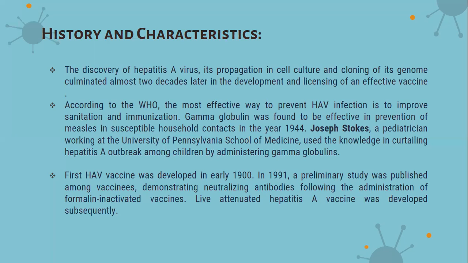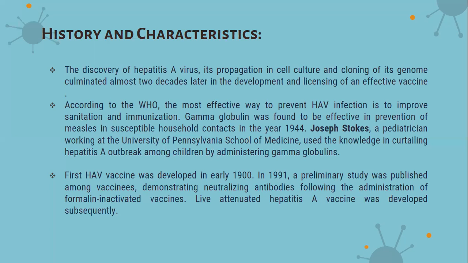So according to the WHO, the most effective way to prevent hepatitis A virus infection is to improve sanitation and immunization. Just like sinabi ko kanina, if you have good sanitation, pwede ka na mag-prevent, it can help to prevent the spreading of this virus. And also, the immunization for the infant is important.